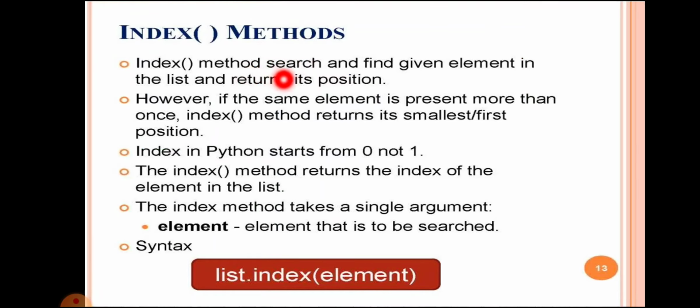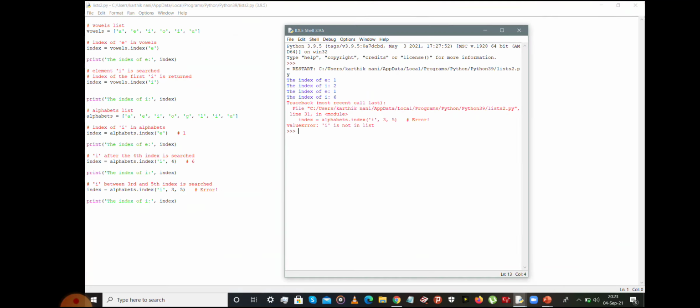Index method. The index method searches for the given element in the list and returns its position. The index in Python starts from 0, not 1. The index method returns the index of the element in the list. The index method takes a single argument. The element that is to be searched is placed in the parentheses. list.index(element).